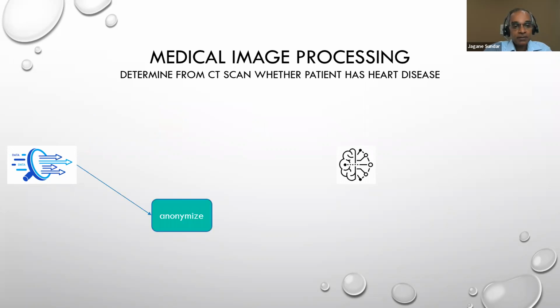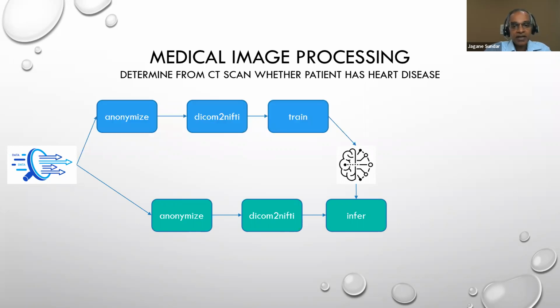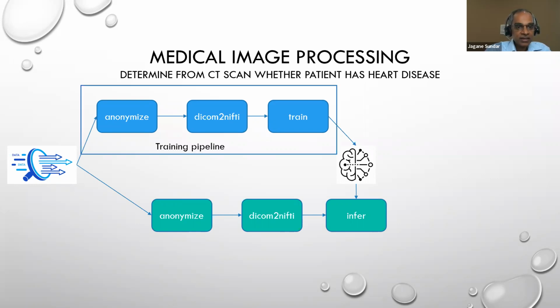What does the inference pipeline look like? You also start with anonymization, then you feed it to a DICOM to NIFTI conversion system, and then you finally use the model to infer results for that particular image. So the overall pipelines look like this. The blue pipeline is for the training, and the green pipeline is for inference.